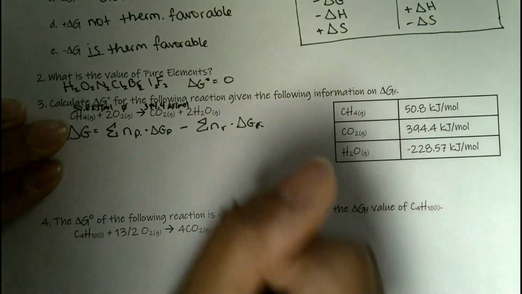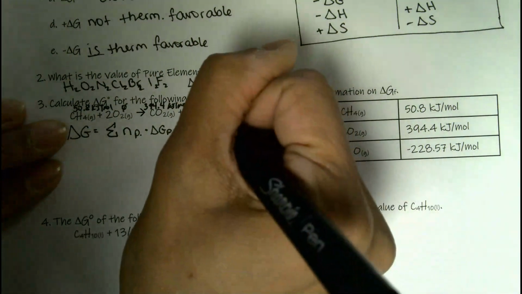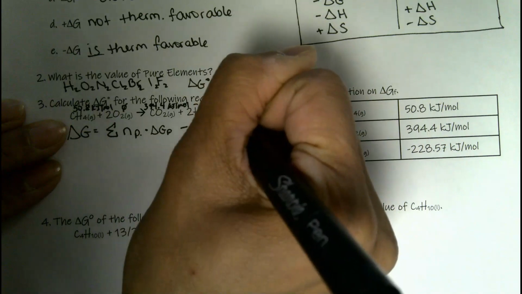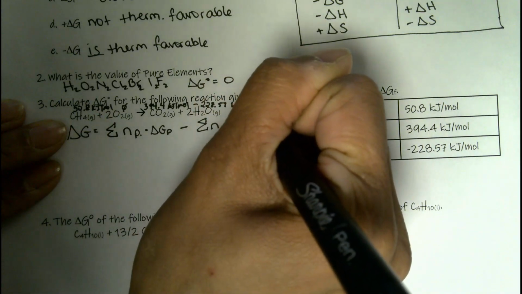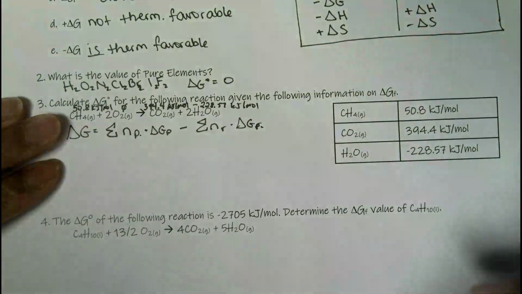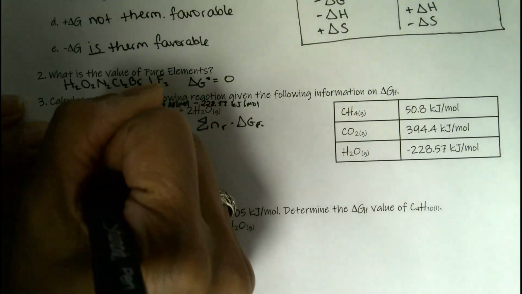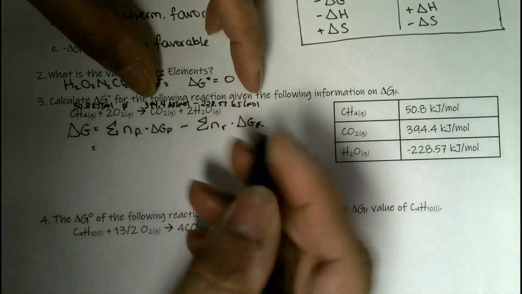And I did not give you enough space here. Sorry about that. And then water is this value. Again, I'm just getting it from the table that has been given to me, and I just know that oxygen is 0 because it's a pure element. So let's go ahead and take care of our products first.